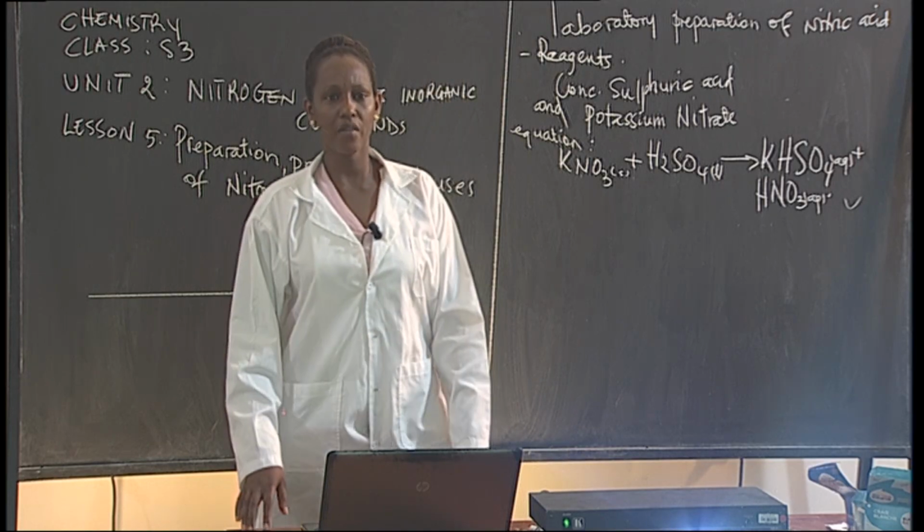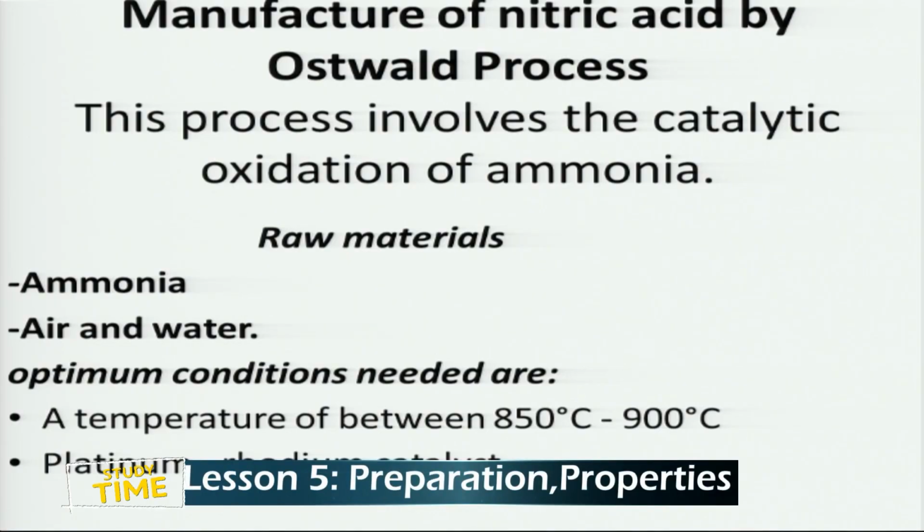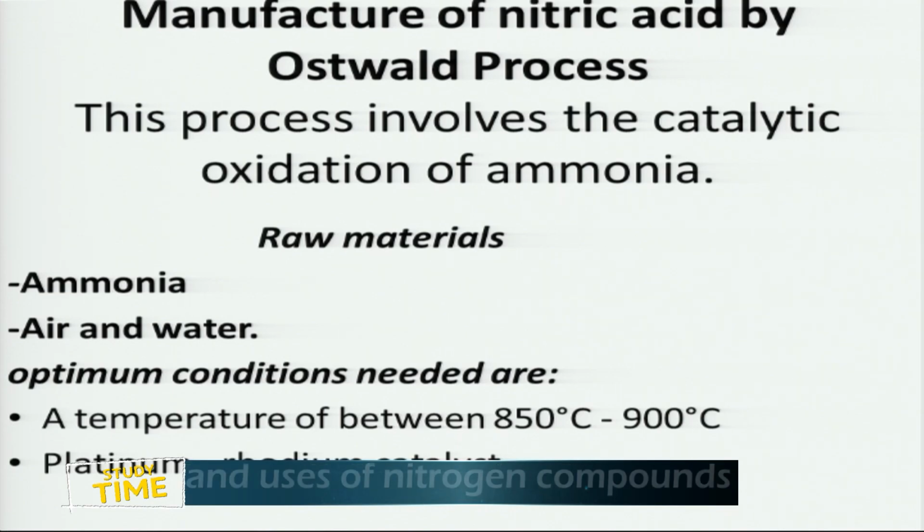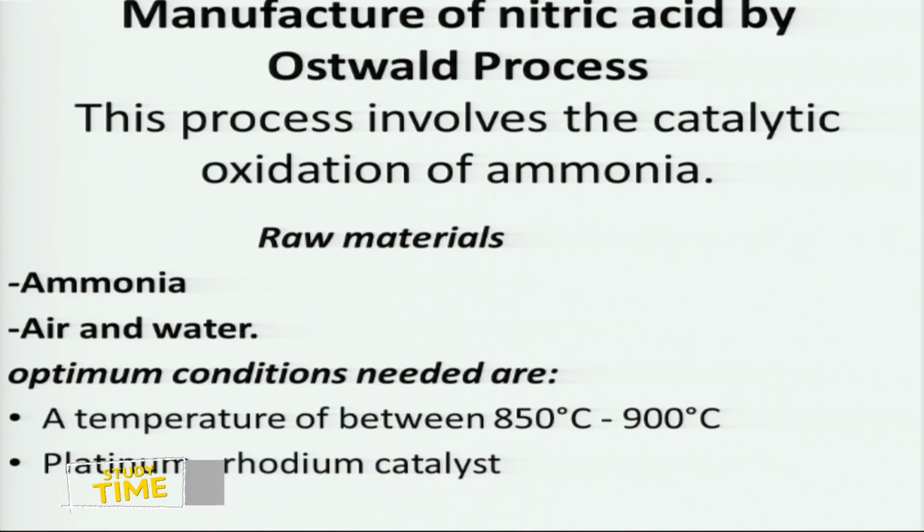So we can also manufacture nitric acid by using what we call the Ostwald process. So how does it work? This is just the catalytic oxidation of ammonia. We go on oxidizing ammonia, and then finally we get nitric acid. The catalytic oxidation of ammonia. That is the Ostwald process. You remember in the previous lesson when we were studying ammonia, we said ammonia is used in the manufacture of nitric acid in the Ostwald process. That's where it comes in.